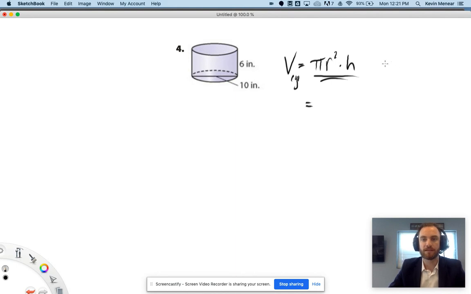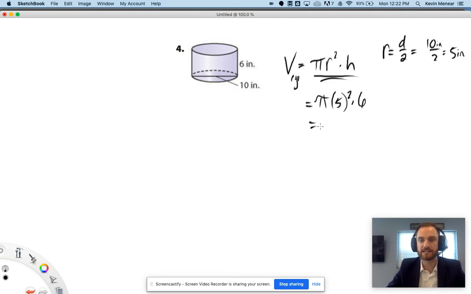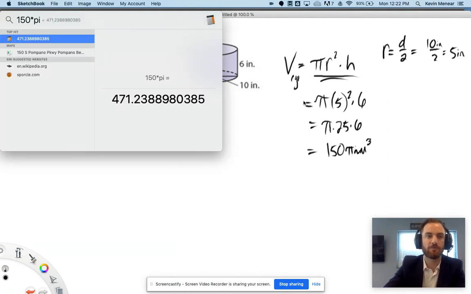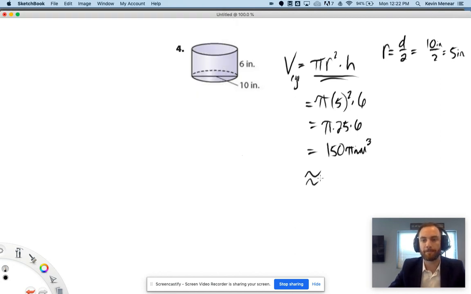That is the formula for the volume of a cylinder. Well, that'd be nice if I had the radius, but I don't. The radius is the diameter over 2. I've got the diameter is 10 inches. 10 inches divided by 2 is, of course, 5 inches. So now that I've got my radius, pi 5 squared times height 6 is pi times 5 squared is 25, times 6, 25 times 6 is 150. Oh my goodness, 150 pi inches cubed. Awesome. Then I'm going to go ahead and calculate 150 times pi or 3.14, whichever one you want or are told to use. I'm going to say that's 471.2 approximately.